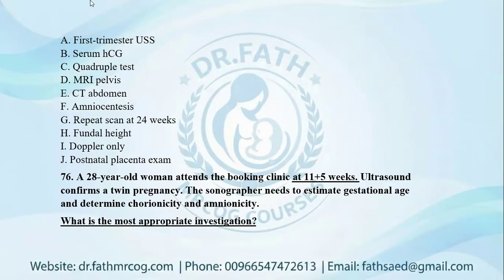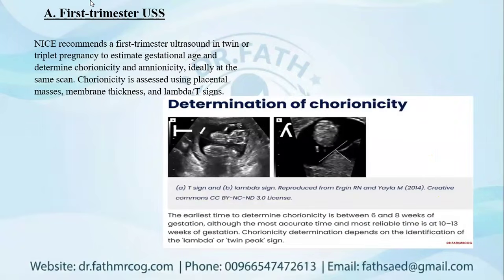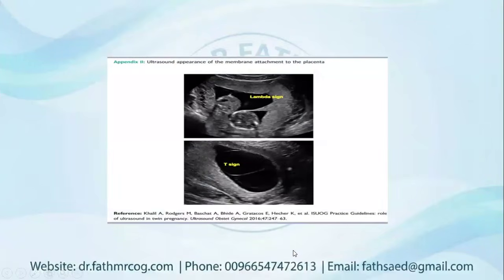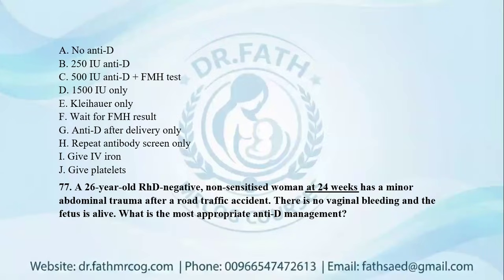And if you cannot determine whether she has dichorionic or monochorionic twins, you will take the picture and forward it to a senior, or you can save the picture, because later it cannot be diagnosed. So the first trimester will tell you. NICE recommends the first trimester, before 14 weeks, to determine the chorionicity, because you look for the T sign or lambda sign. The earliest time to determine the chorionicity is between 6 to 8 weeks. But if they ask you, it will be this time, 10 to 13, before 14. Yes, the best time. And this is the lambda sign, and this is the T sign for monochorionic.